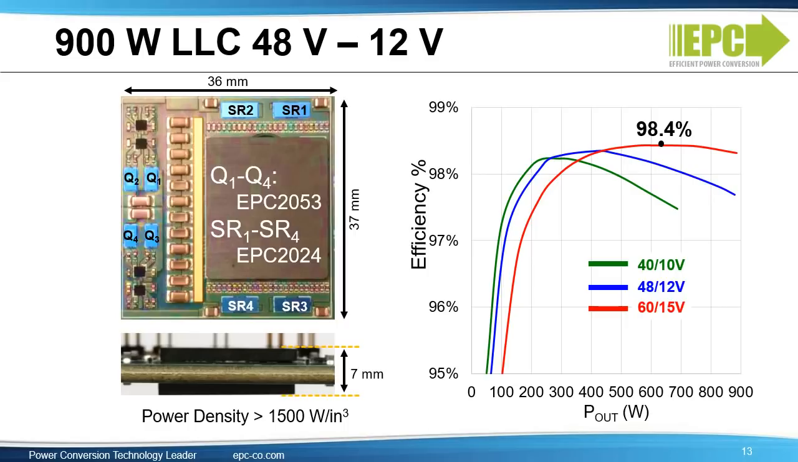Even in this case, eGaN FETs and ICs enable a small and efficient LLC converter due to very small form factor, less losses, and 1 megahertz operation. The low gate capacitance, low output charge, low on resistance, and exceptional thermal performance of the eGaN FETs are the key to delivering 900 watts and achieving 98% efficiency at a power density exceeding 1,500 watts per cubic inch without a heatsink.